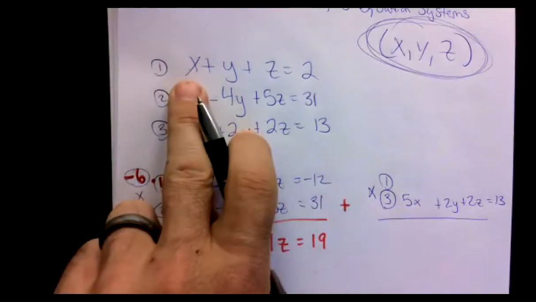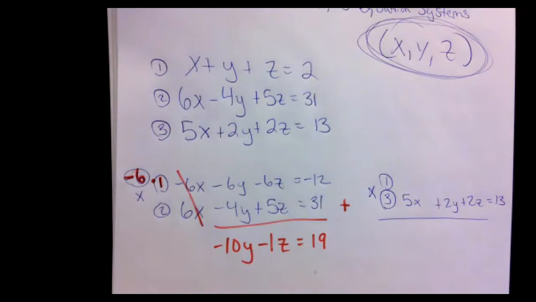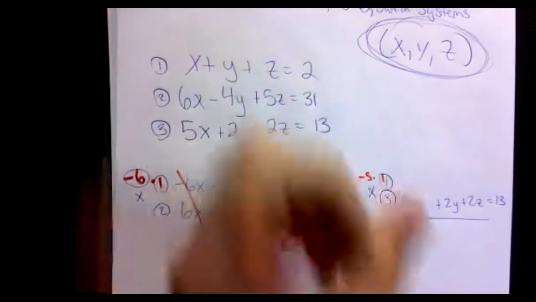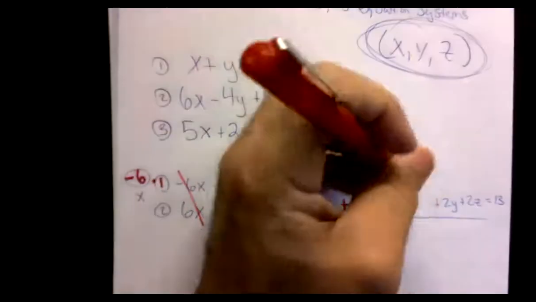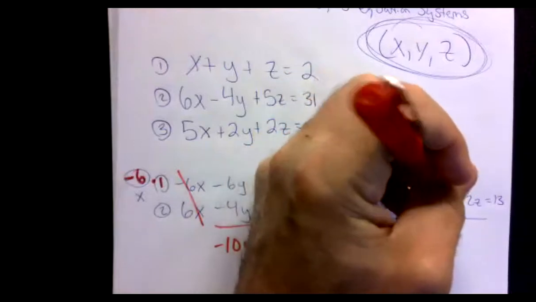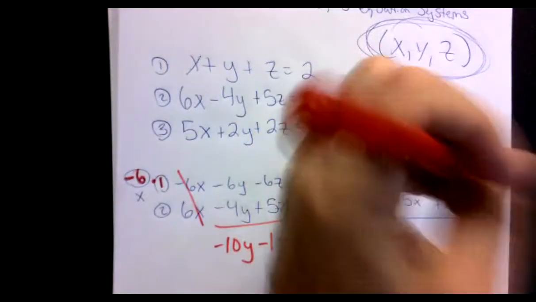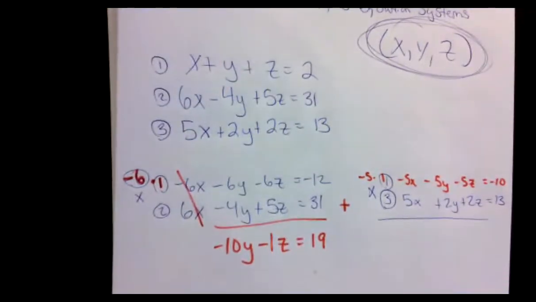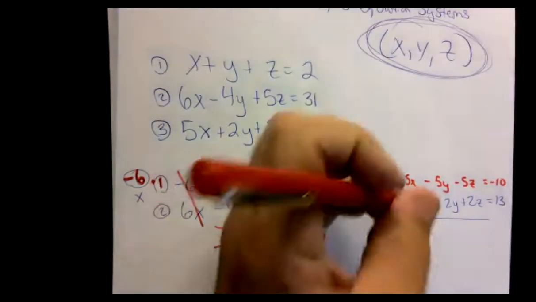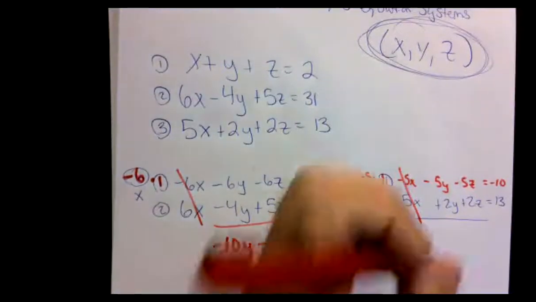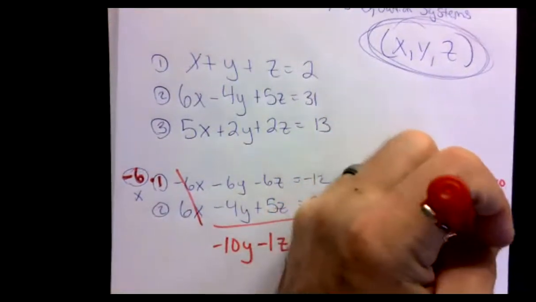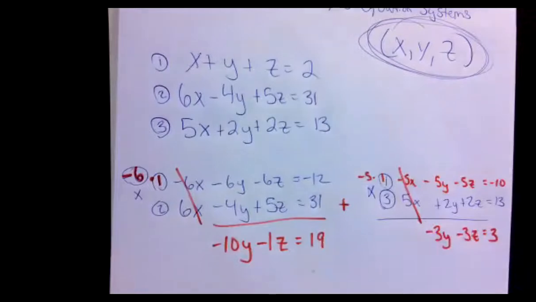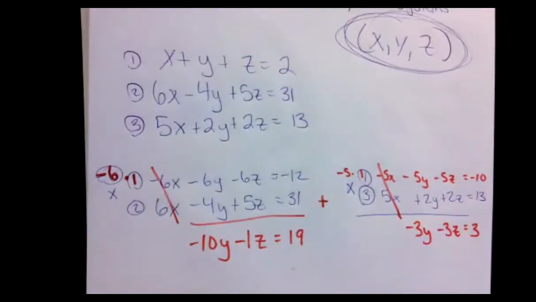So I need to make this an opposite. I'm going to take equation 1 times negative 5 this time. So if I take negative 5 times equation 1, I get negative 5x, negative 5y, negative 5z equals negative 10. And again, I'm going to add, and my x's are going to go away. I get negative 3y minus 3z equals 3.